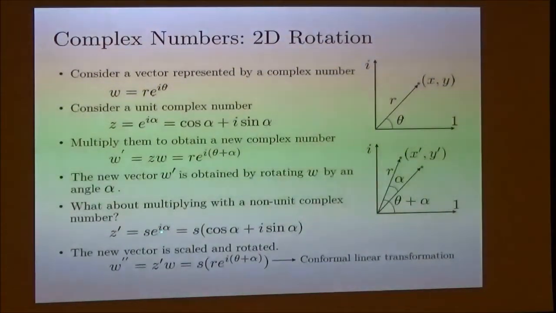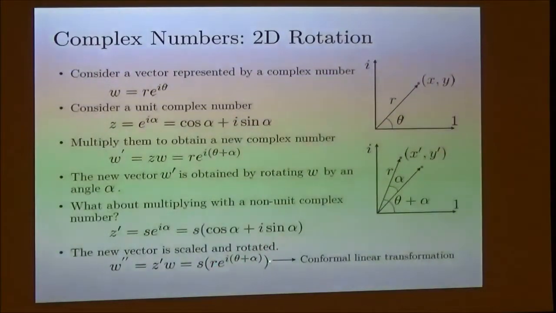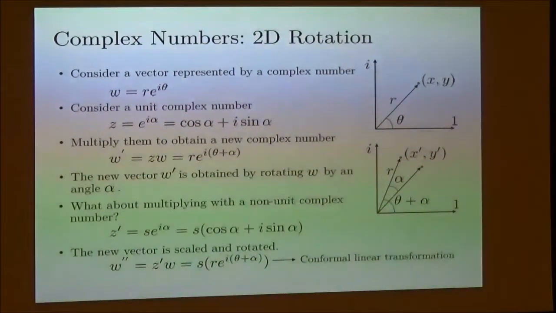So if you have a non-unit complex number which has some magnitude s, and this is the unit part of the complex number, and you multiply this operator with the operand, which is oriented by i theta, you basically get a new complex number that is also rotated, but it is stretched in length. Right? So essentially, you have achieved both scaling as well as rotation via a non-unit complex number. And this kind of transformation is known as a conformal linear transformation because it has a linear representation, and it maintains the angles between the vectors and the lines, and that's why it's conformal.